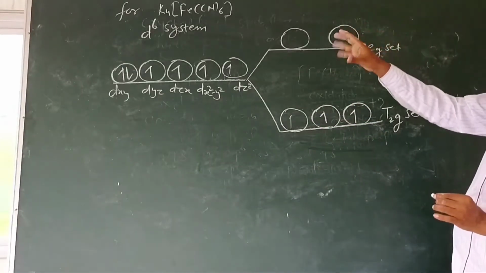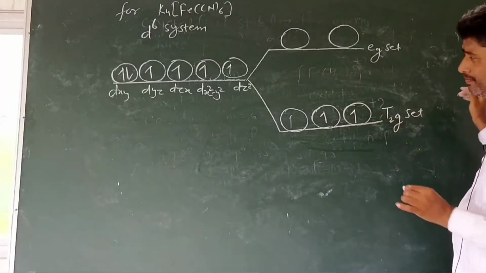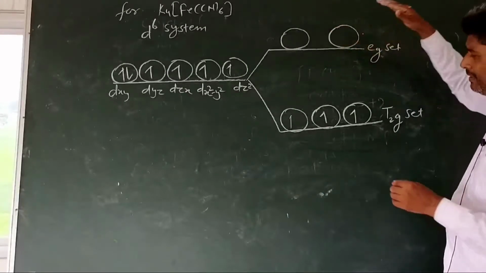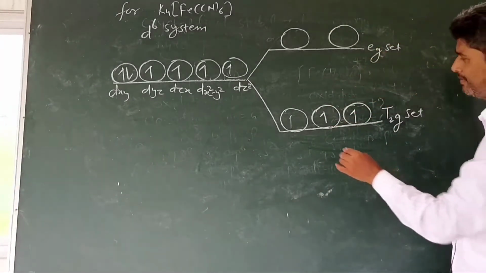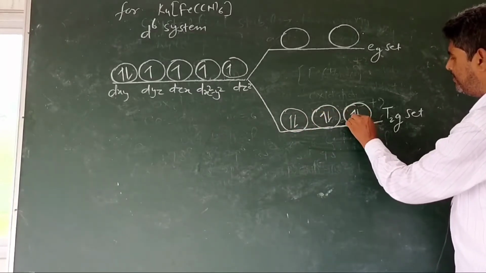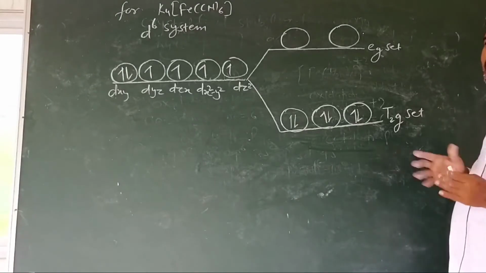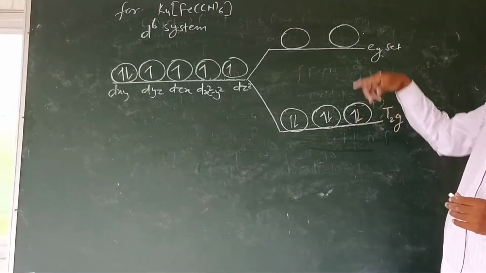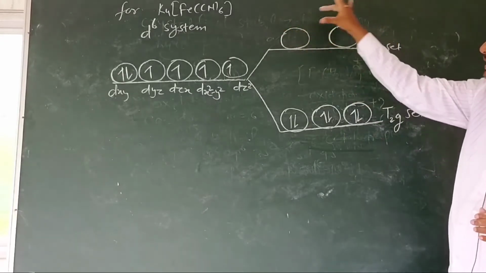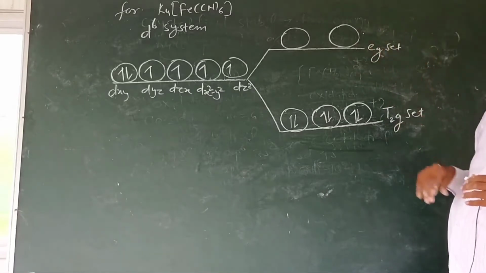Our ligand is strong, hence pairing will start further. No electron will enter the upper energy level in the EG set. Pairing will take place: 4th, 5th, 6th. Now we have no more electrons, hence no electron will enter the EG set. So the EG set will remain vacant.